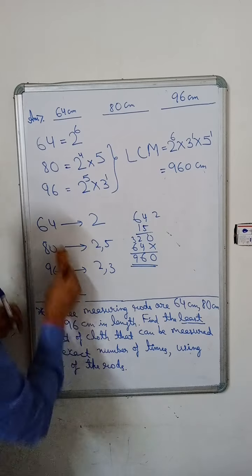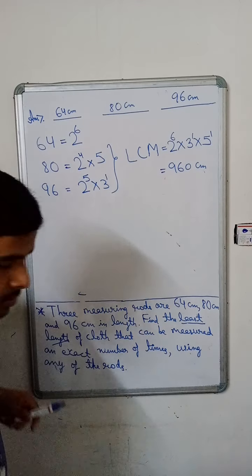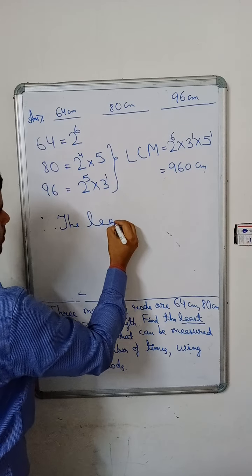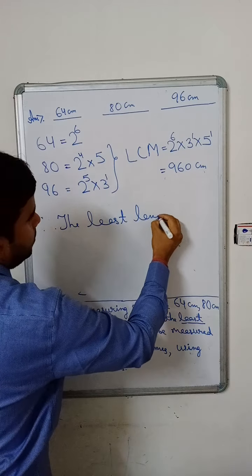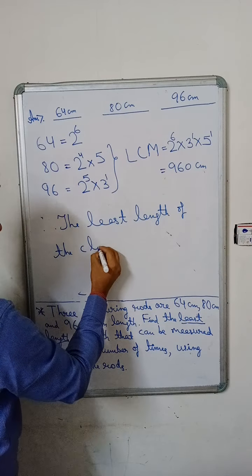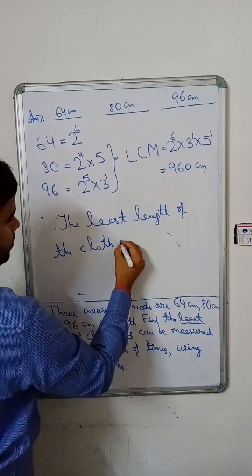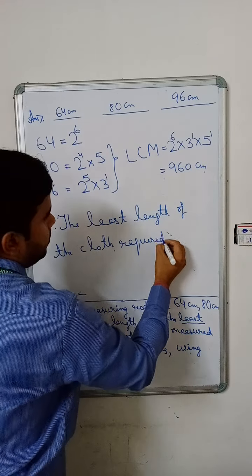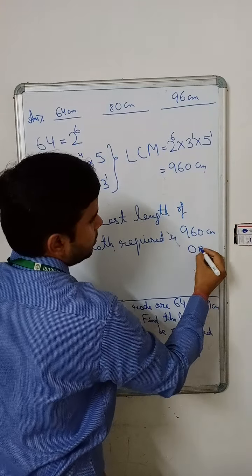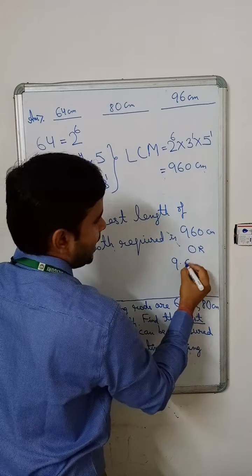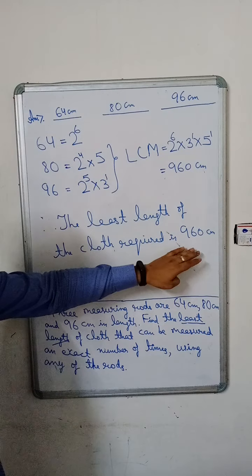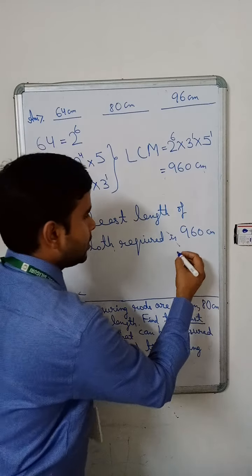So we can say that, therefore, the least length of the cloth required is 960 centimeter, or we can say 9.6 meter. It's not required here in the sum to express in meter. You can leave your answer in centimeter also. So this is the answer.